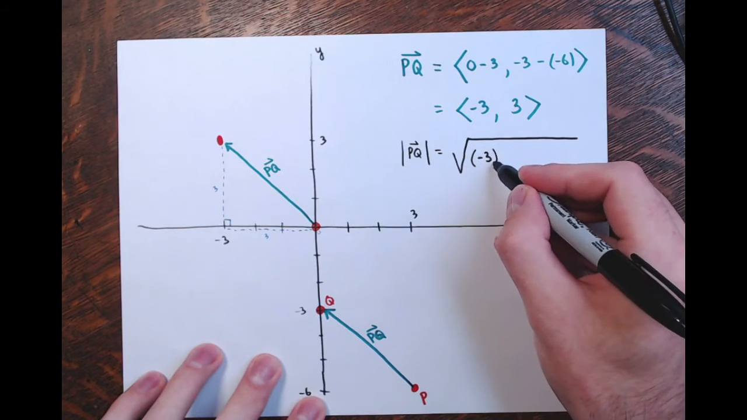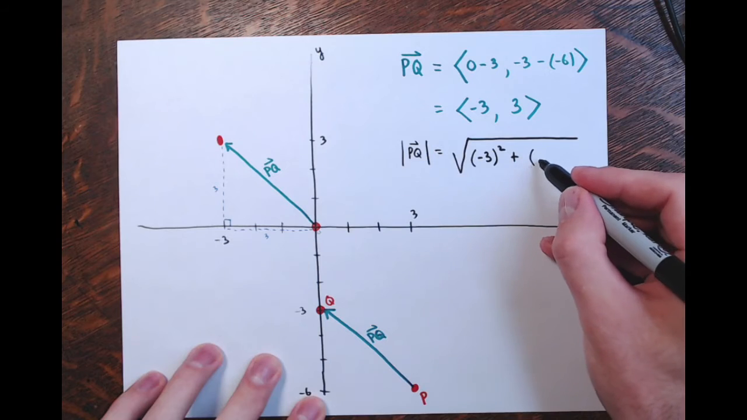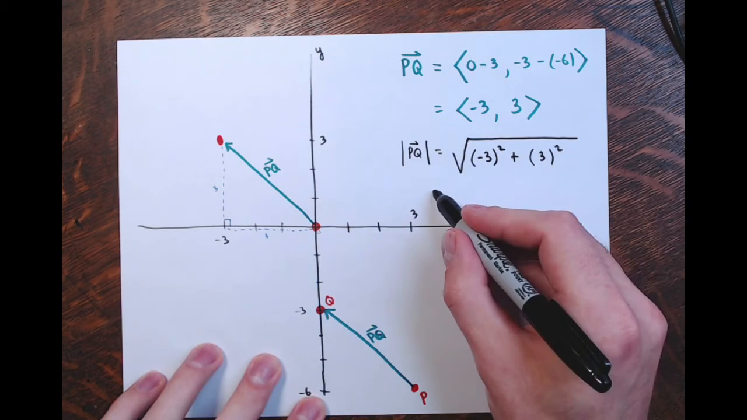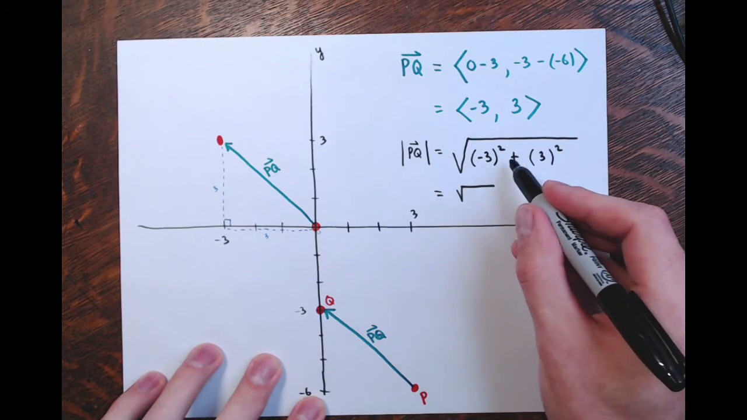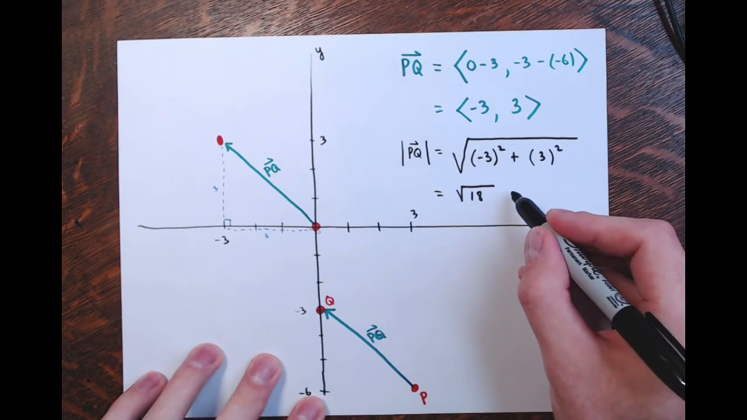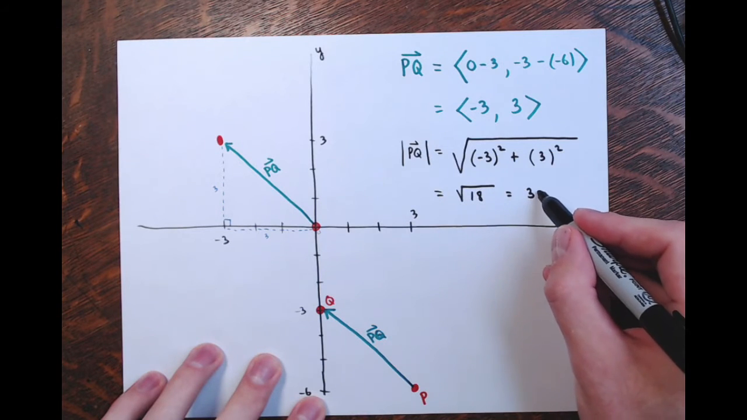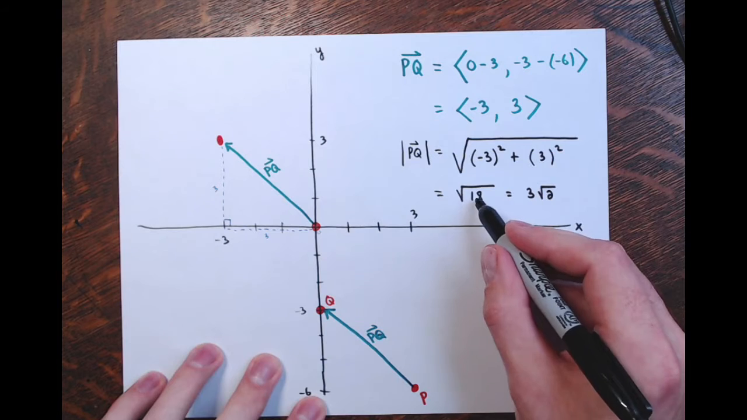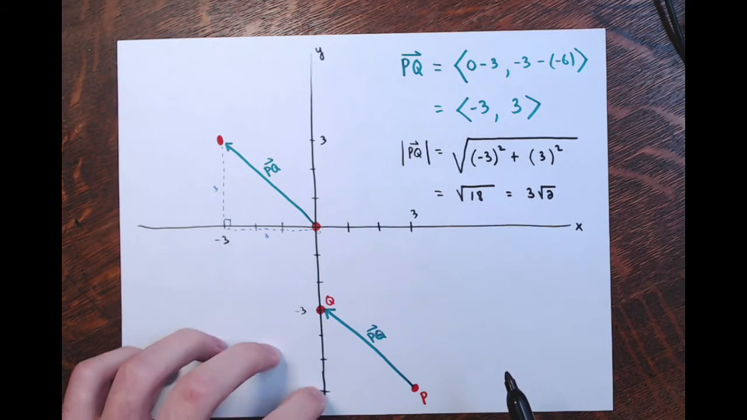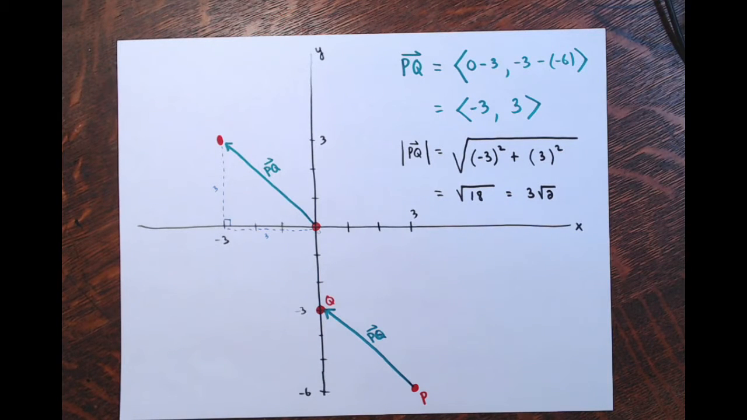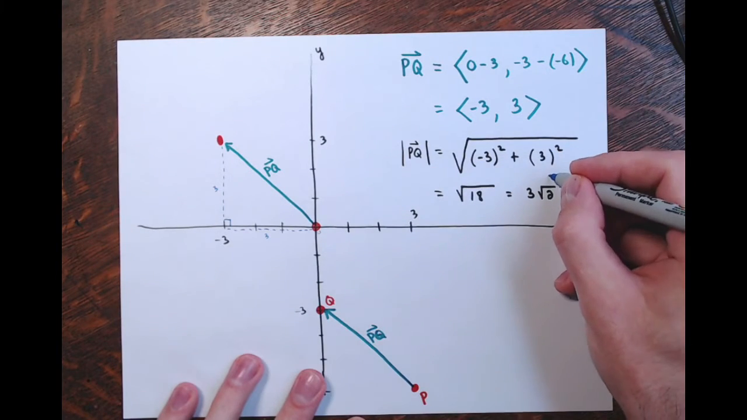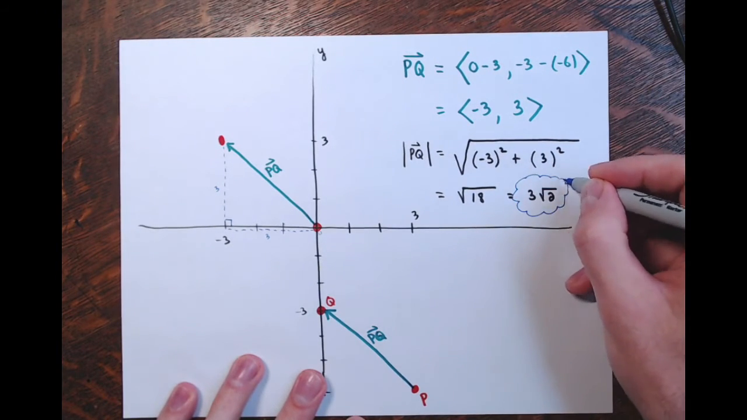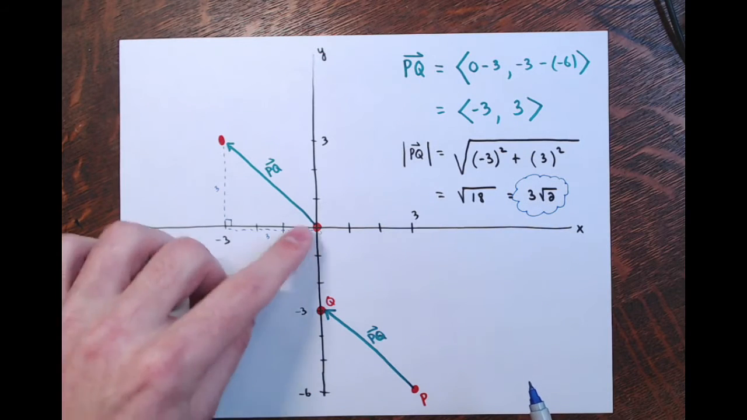So negative 3 squared plus 3 squared. All right, so this would be the square root of 9 plus 9, which is the square root of 18, which is, yes, 3 times the square root of 2, right? This is the square root of 9 times the square root of 2, 3 root 2. All right, so the length of the vector, and this is one thing we were asked to find. There's the magnitude, how long the vector is.